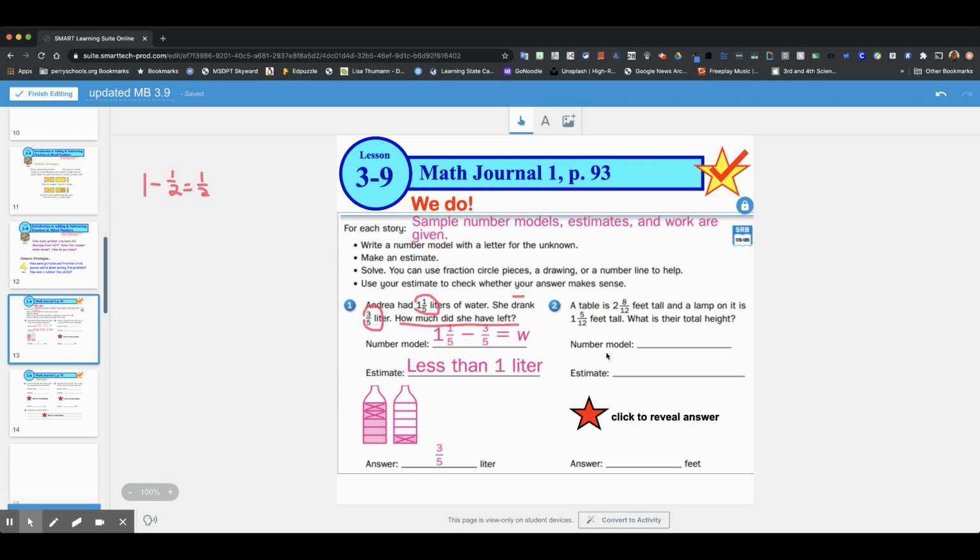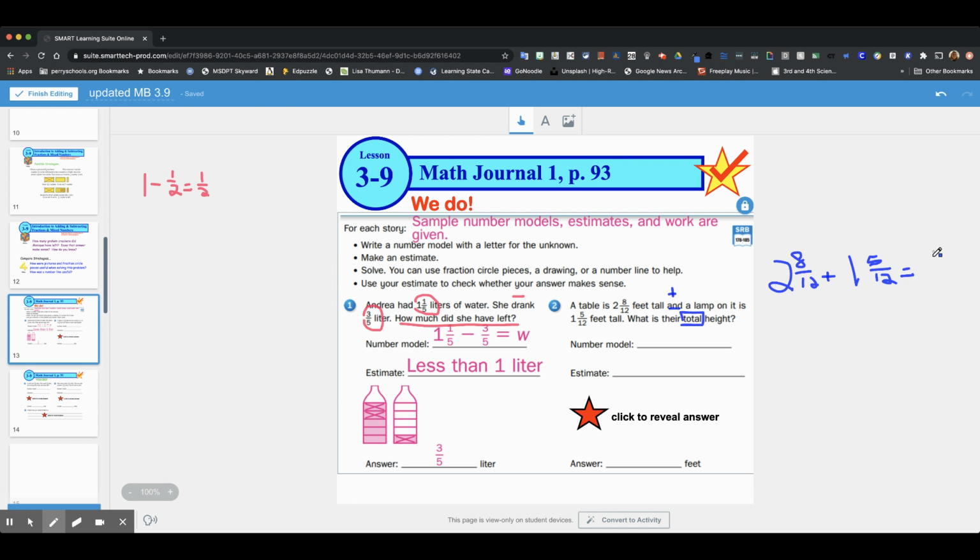Number 2, a table is 2 8/12 feet tall, and a lamp on it is 1 5/12 feet tall. What is their total height? So when I'm seeing one like this, I see the word and I know that means to add, and I see the word total, that confirms the addition. So I'm going to do 2 8/12 plus 1 5/12. So that's my number model.